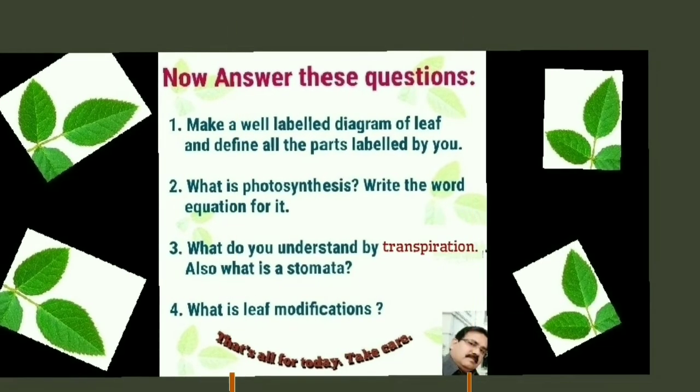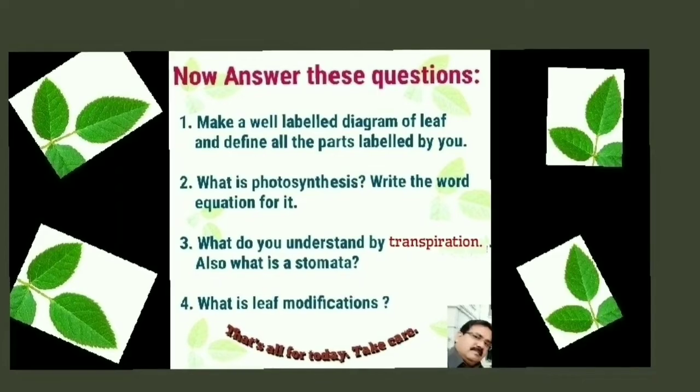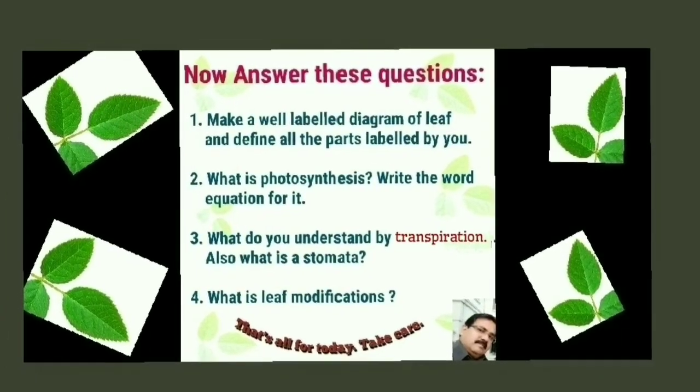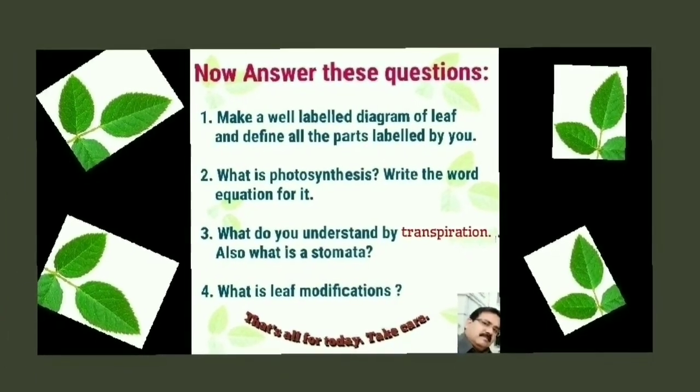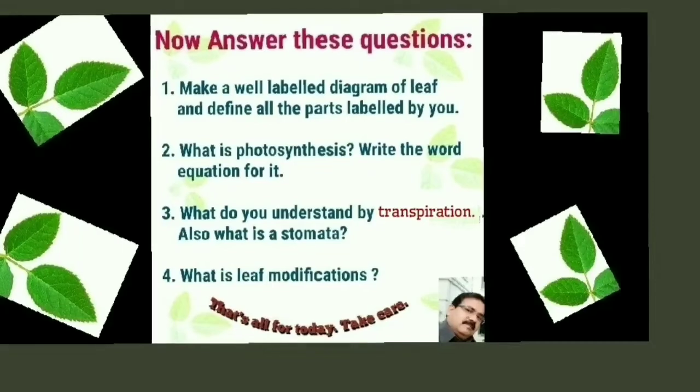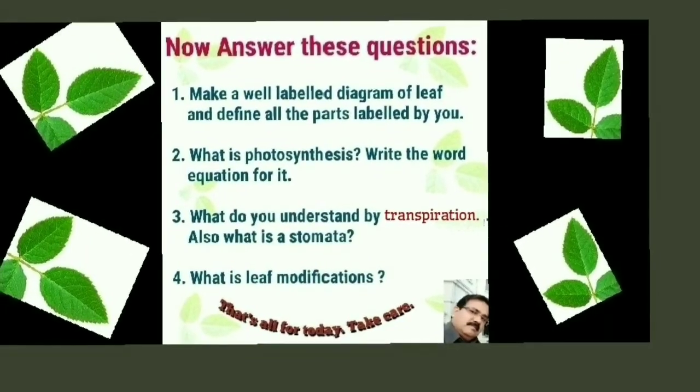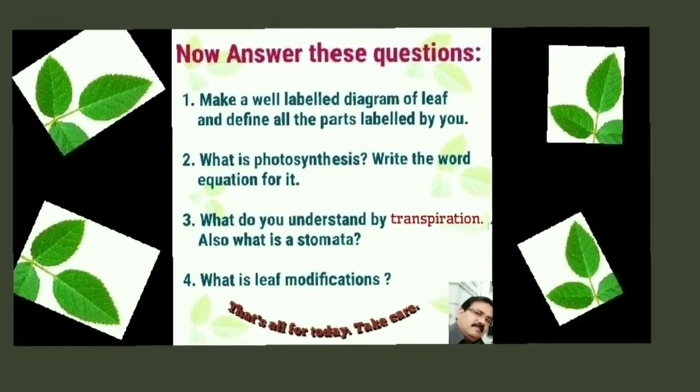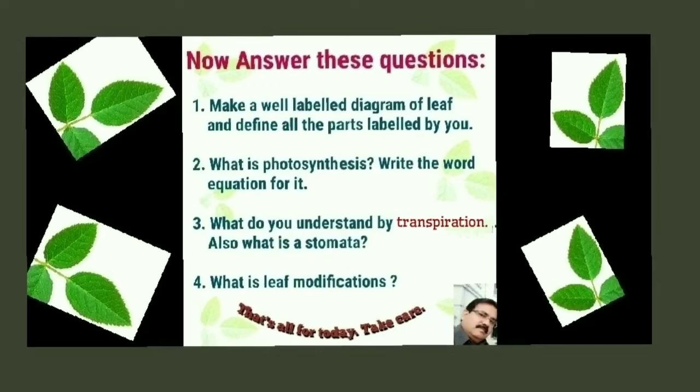Now some question answers. Question number 1. Make a well-labeled diagram of leaf and define all the parts labeled by you. What is photosynthesis? Write the word equation for it. What do you understand by transpiration? Also, what is stomata? What is leaf modification?